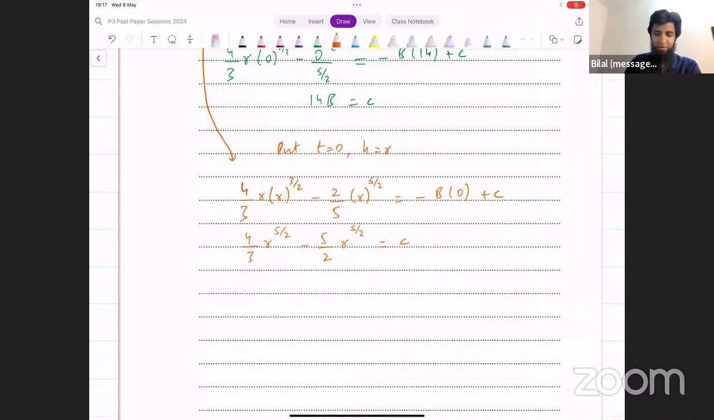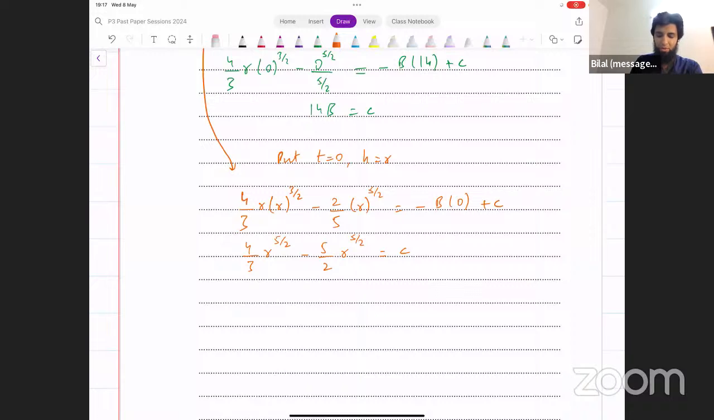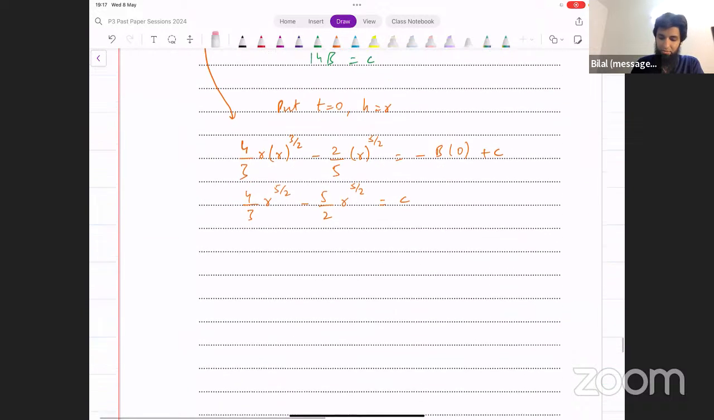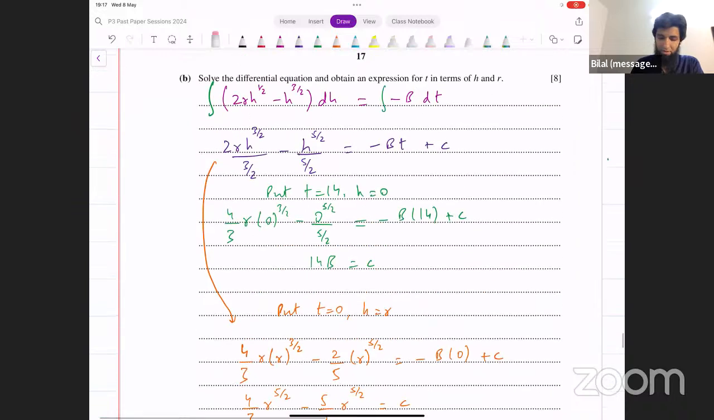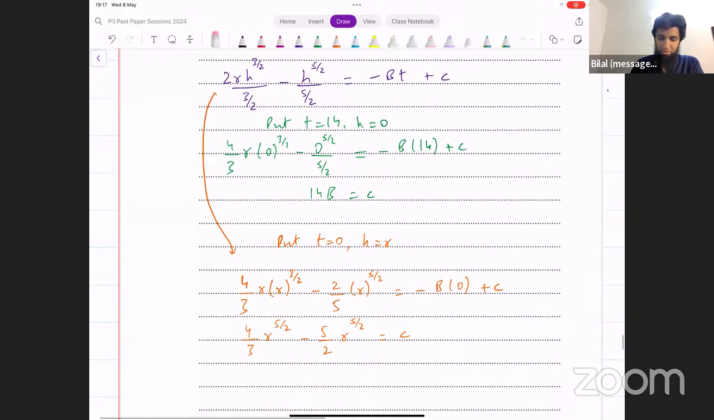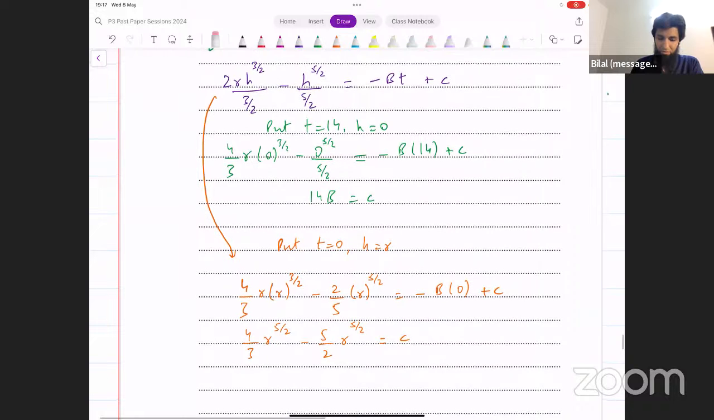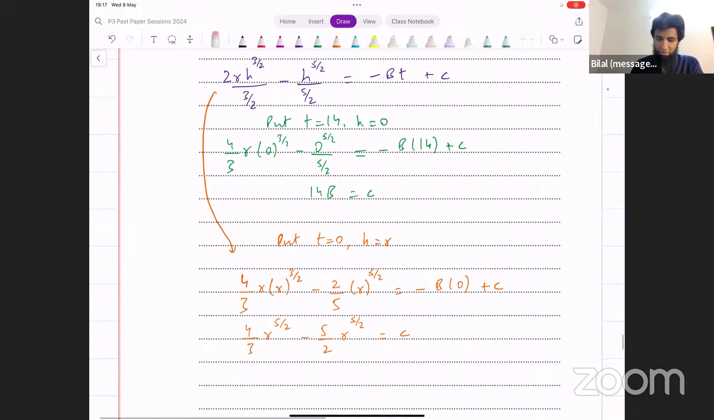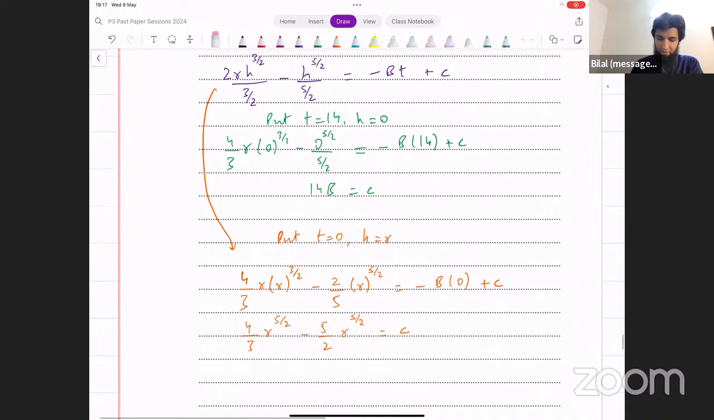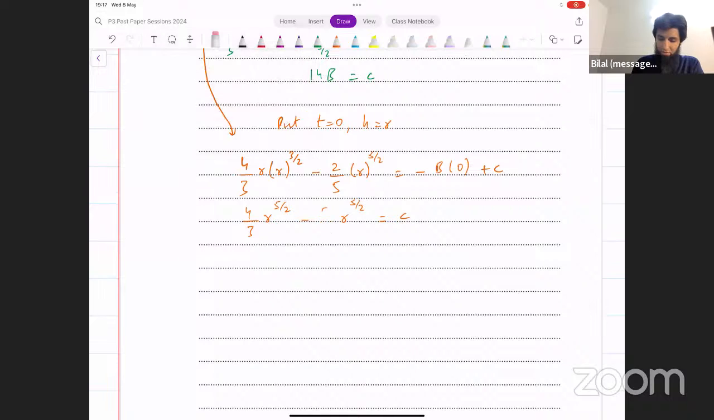If this is the value of c that we're getting, what's the value of b going to be then? This whole thing divided by 14. So 14b equals c, right? That's what we got earlier. We can just use that. We can say 14b equals c, and that will give us the corresponding value for b as well. Let's do that. Is this all right until this point? 4 over 3 r raised to the power 5 over 2 minus r raised to the power 2, 2 over 5. Okay. Yeah. Thank you. This is going to be 2 over 5, not 5 over 2.